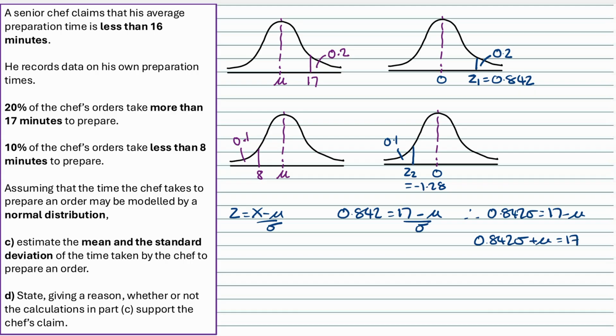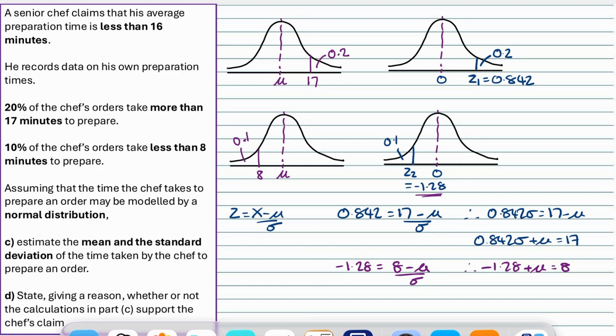And for our second curve, we know z is negative 1.28. The x value is 8 minus mu over sigma. So therefore, negative 1.28 sigma plus mu will equal 8. And now we can solve these equations simultaneously on our calculator. So I'll go back to the calculator.